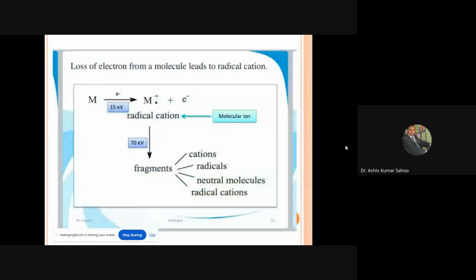So you can see here, this is a molecule. This is bombarded with light, and one electron is removed, so the molecule becomes a radical cation. This radical cation has high energy. So the molecule can become a cation, a radical, a neutral molecule, or a radical cation.